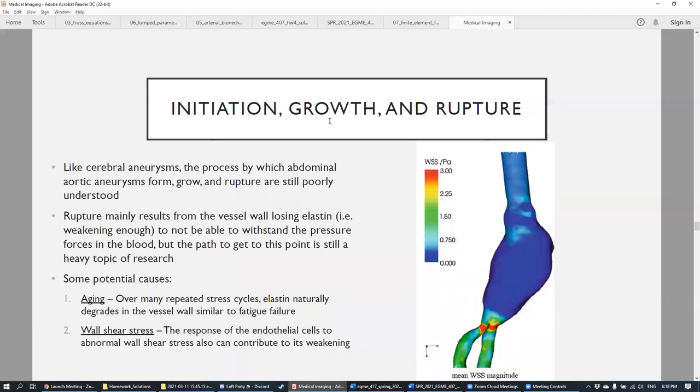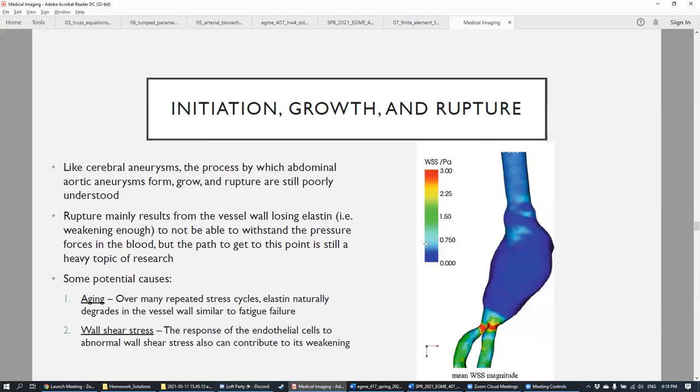Just like cerebral aneurysms, your AAAs can also initiate, grow, and rupture. But just like with cerebral aneurysms, this process is still very poorly understood, mostly due to a lack of data. Collecting the data is really challenging, because these aneurysms don't form overnight. They form after several weeks and months. So if you really want a good picture of how they form, you have to constantly scan a person over a long period of time, which is just not feasible in most cases.